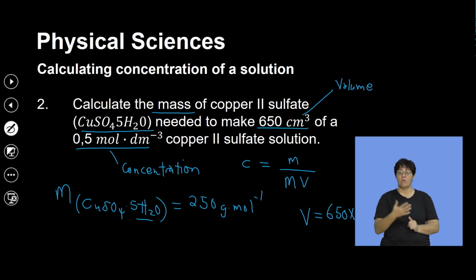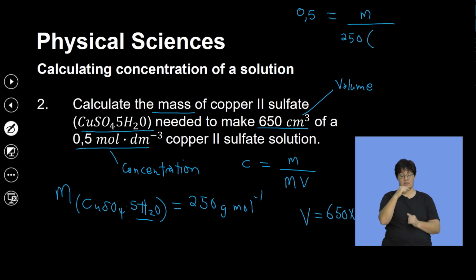Now, the question wants us to determine the mass. So if we want the mass, we would say, okay, the concentration we have is 0.5, which is equal to the unknown mass, then the molar mass is 250 grams per mole, and the volume is 650 times 10 exponent minus 3. This is like 0.65. Then our mass is the product of those three. If you do not have to make the unknown the subject of the formula, just copy the equation as it is and do the necessary substitution. Immediately after that, you can isolate the unknown.